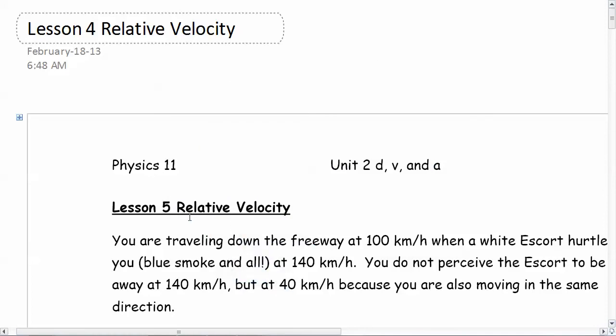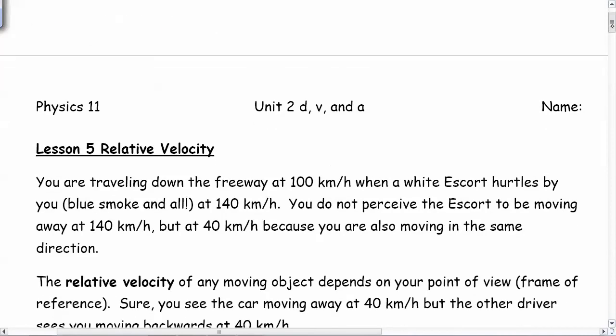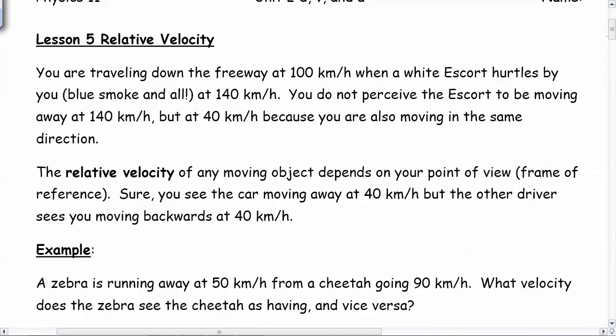So let's pretend that we're driving down the freeway, going 100 kilometers an hour, when all of a sudden a white Escort type car hurtles by at 140 kilometers an hour. You don't perceive the Escort to be moving at 140, but when you look at them, it just looks like they're going at 40 kilometers an hour because they're going 40 kilometers an hour faster than you in the same direction.